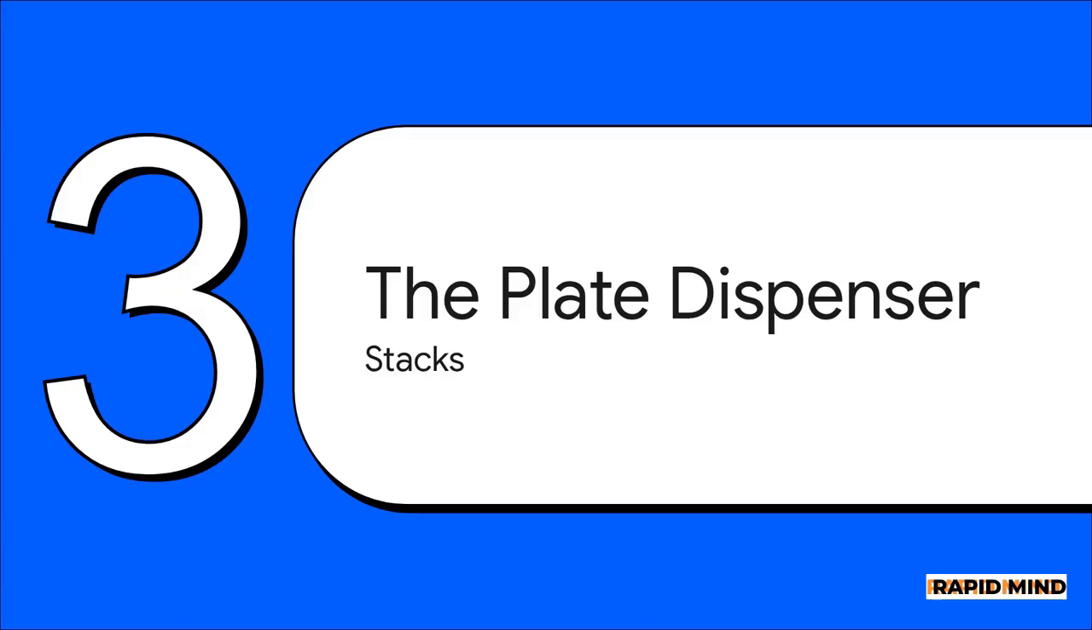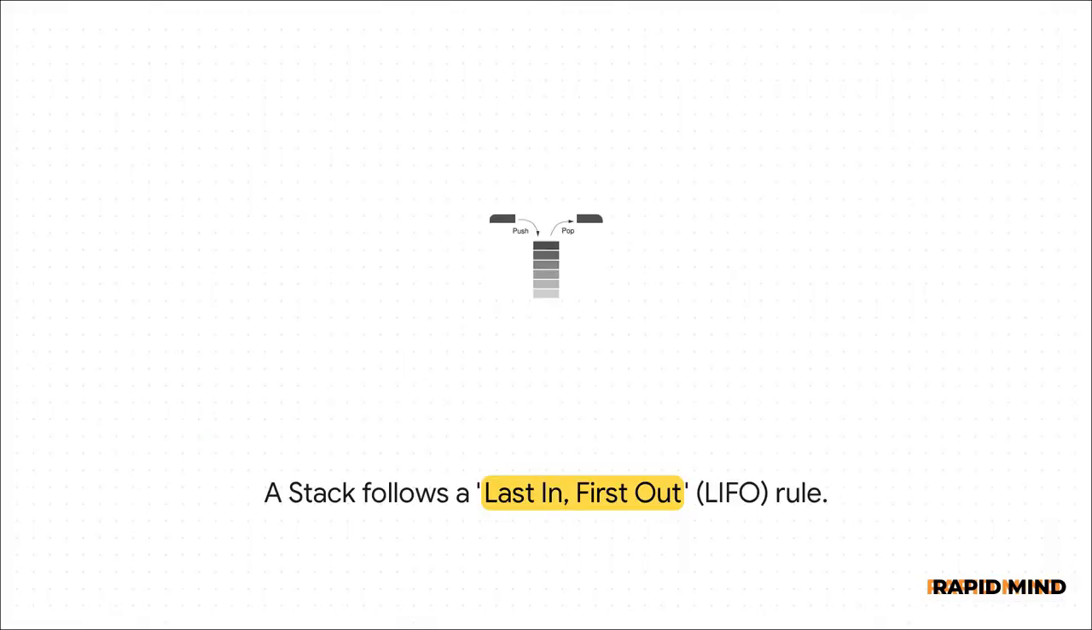Okay, let's grab a more specialized tool now. This one works just like one of those spring-loaded plate dispensers you see in a cafeteria. This is a stack. The rule of a stack is super simple. Last in, first out, or LIFO for short. Just like with the plates, you can only get to the one on the very top. When you add a new plate, you put it on top, pushing everything else down. When you take a plate, you have to take it from the top. The last one you put on is always the first one you take off.